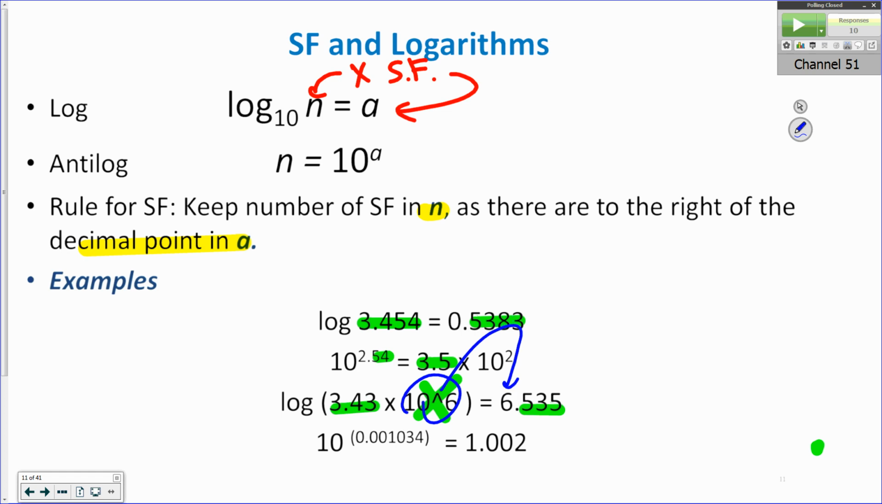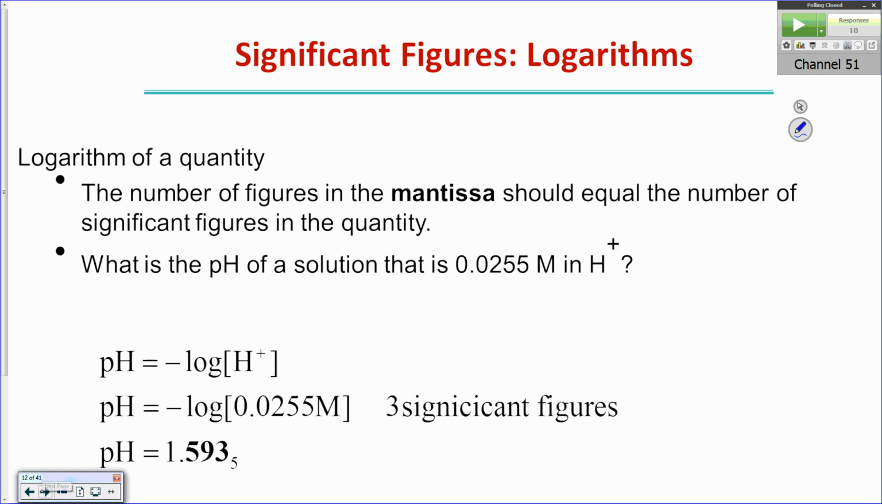Okay, if you look at the one at the bottom, we need to count the number of significant figures in what we're taking our anti-log of. So there are 4 in that one. So in our answer, we need to express our answer up to 4 because we're doing an anti-log now. We'll do some of those and get some practice and get better at it.